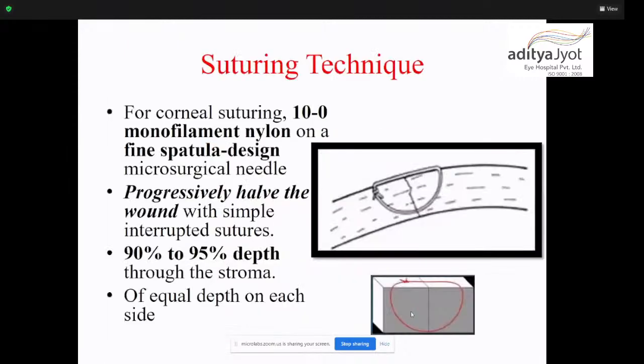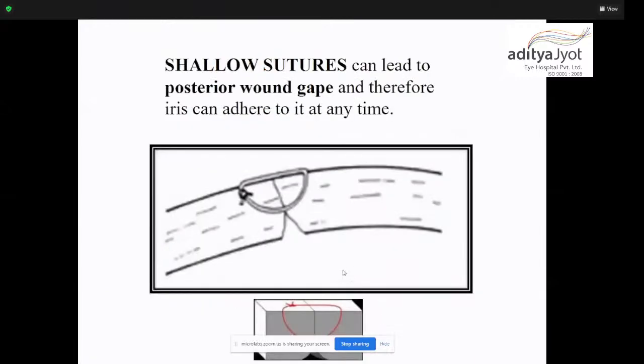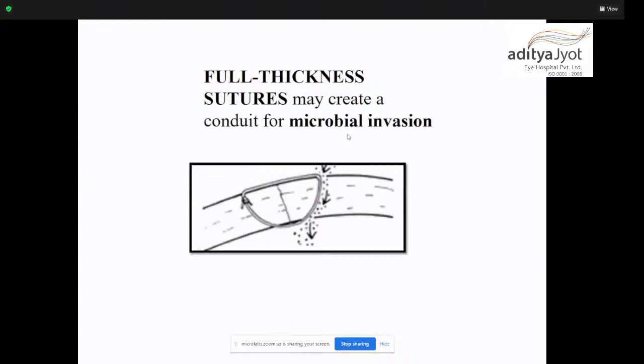So how to go about the suturing technique? The 10-0 monofilament nylon, you should actually use it in 90 to 95% of depth through the stroma. It should be equal on either side. What will happen if you put a shallow suture? Then you can have a posterior wound gaping. And if it is through and through, then you are actually introducing the microbes from outside into the anterior chamber.